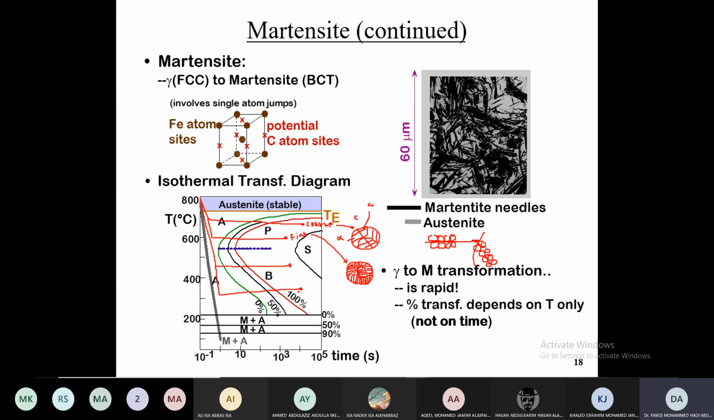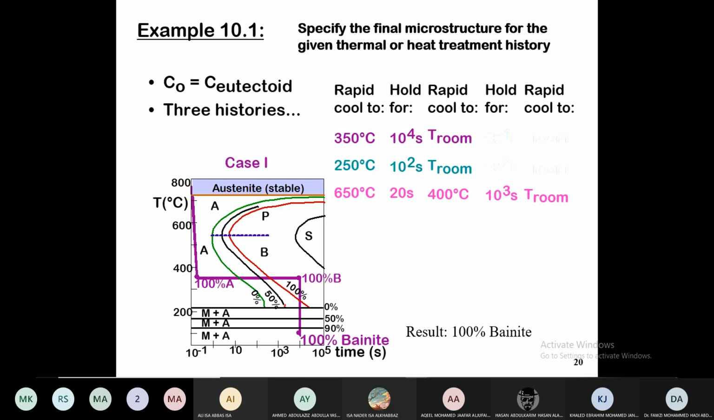And the fine and coarse microstructures are going to have different mechanical properties, for the same reason that we have explained for the pearlitic structure which we have here. Now we want to practice, since we have taken the TTT diagram.